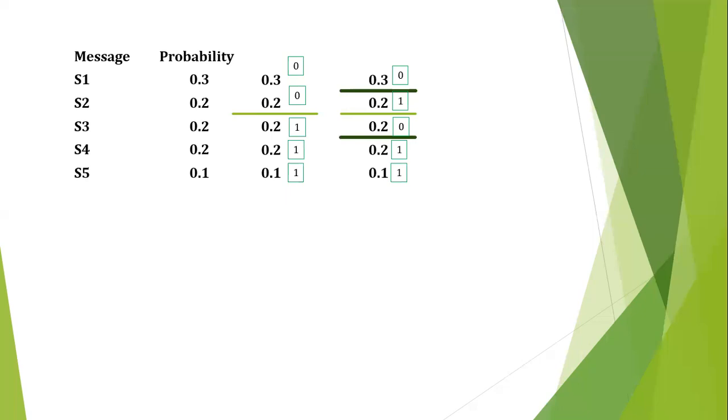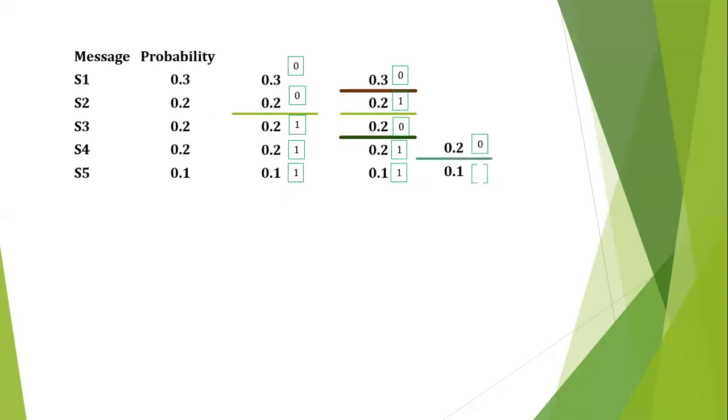Similarly, we again have a right part with two symbols. Recall the procedure we discussed: we iterate steps 2 and 3 until we get individual symbols. So in this right part again we have two halves, and we split it into two parts, assigning 0 to the left part and 1 to the right part.